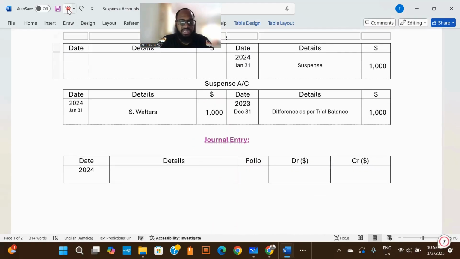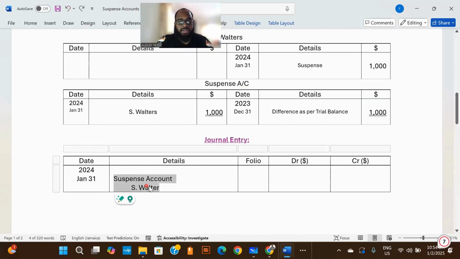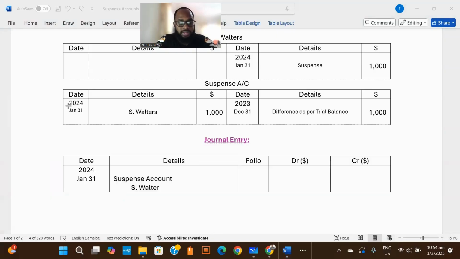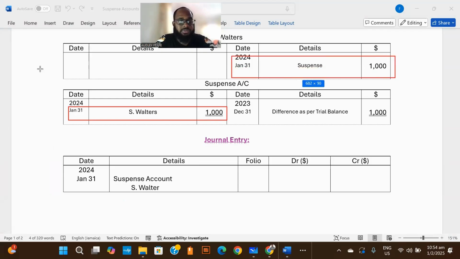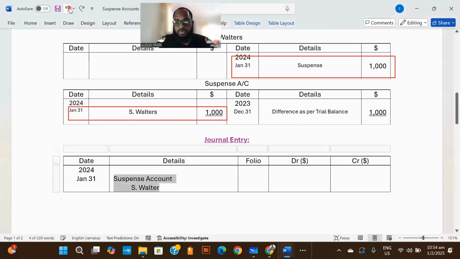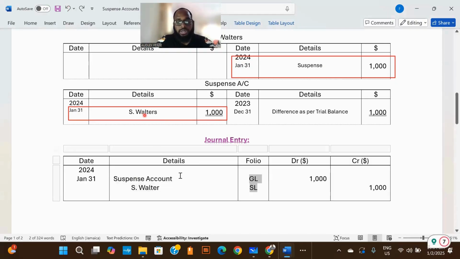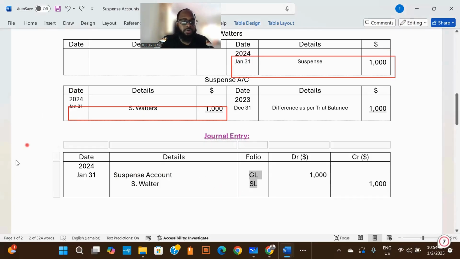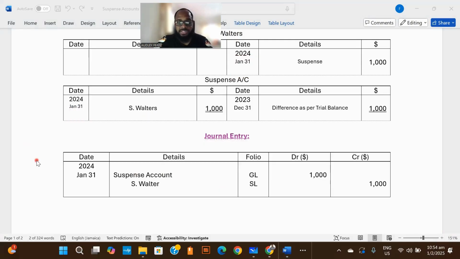And of course, we have to do the journal entries. It was January 31, we found the error and we debited the suspense account. Just to remind you, we debited the suspense account to correct the error, and we credited S. Walters' account. That's how we write the account to be debited first, then we indent and write the account to be credited. Then we put in the amount, $1,000, and we note the folio, GL for suspense and SL for S. Walters. So that is simply how we do a suspense account.